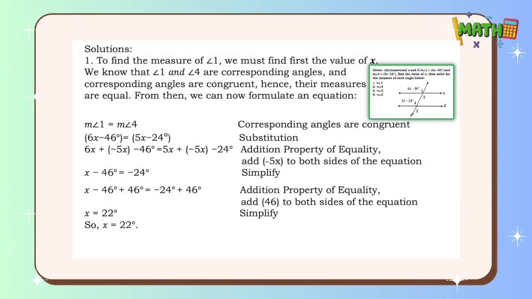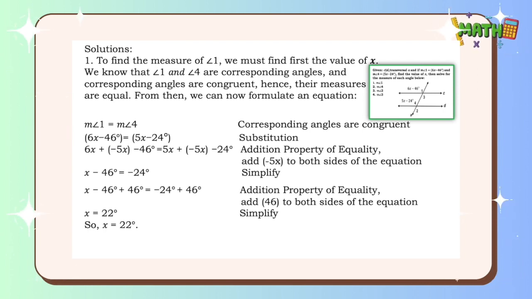To find the measure of angle 1, we must first find the value of x. We know that angle 1 and angle 4 are corresponding angles, and corresponding angles are congruent. Hence, their measures are equal. We can now formulate an equation. So we have the measure of angle 1 is equal to the measure of angle 4. We substitute, so we have 6x minus 46 degrees equals 5x minus 24 degrees.